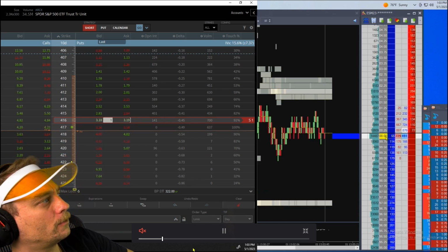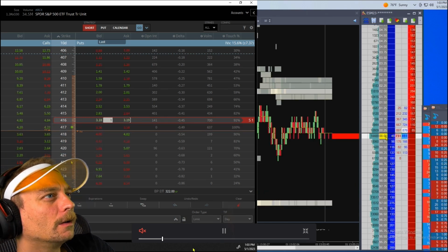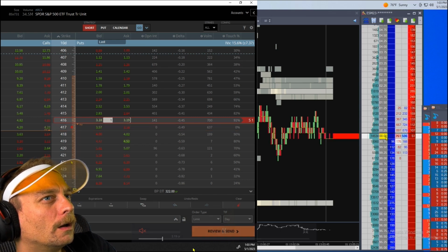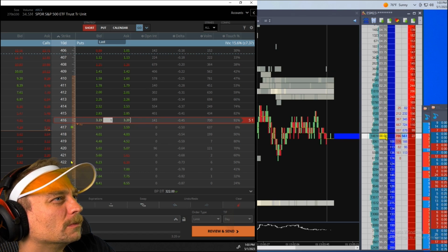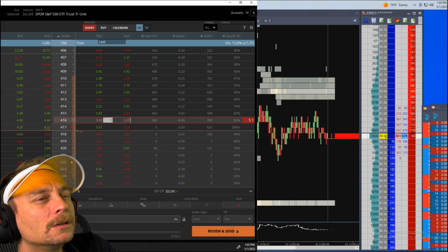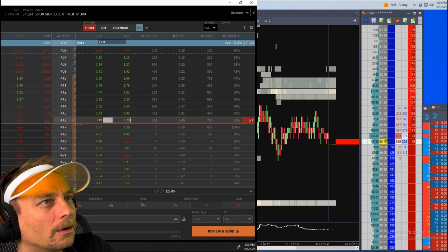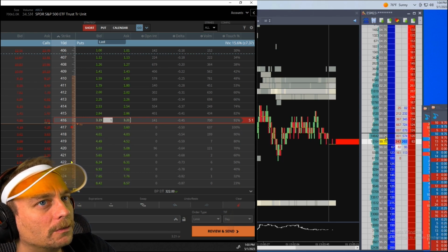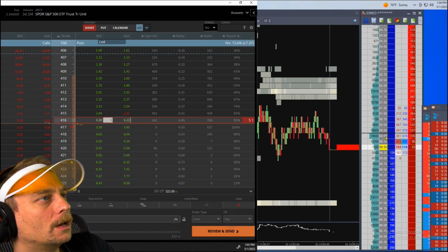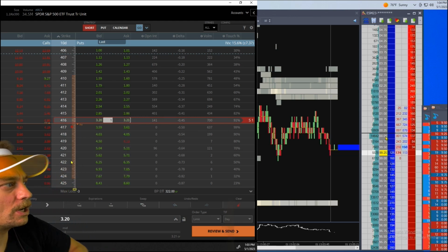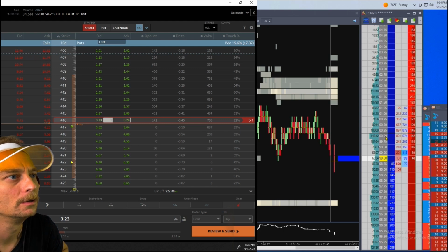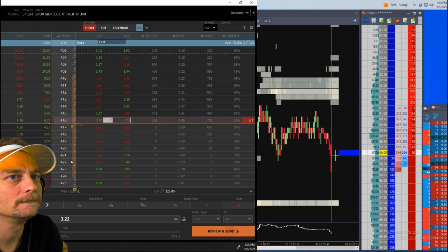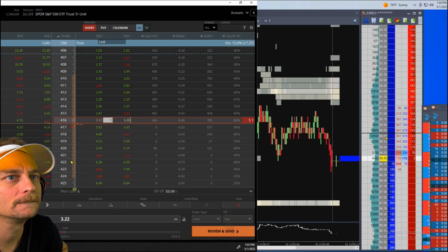So I fast forward a bit. It should dump here. Any day now. I know it's taking a while, but I think it's important you guys watch it. Now watch the bid offer on this change. You can see it says 320 in the bottom. Here we go.